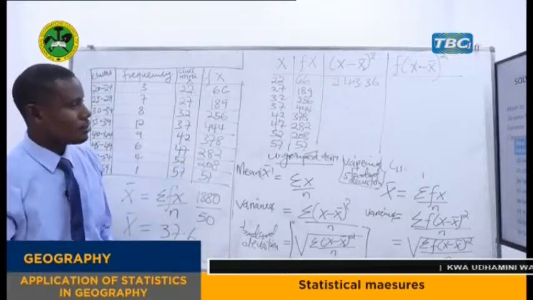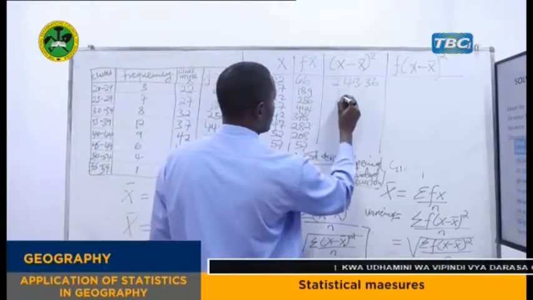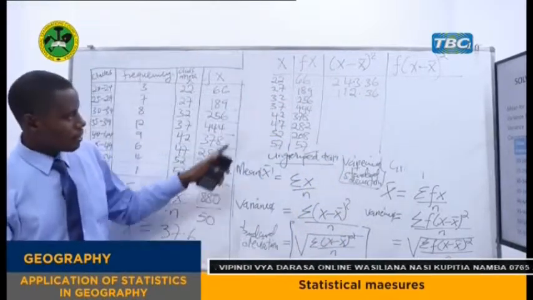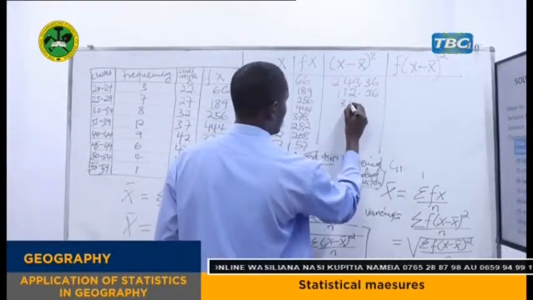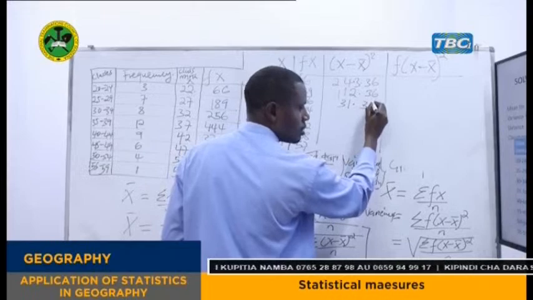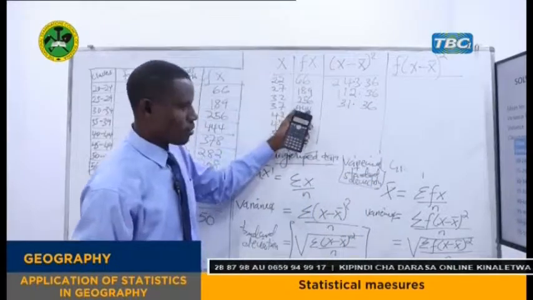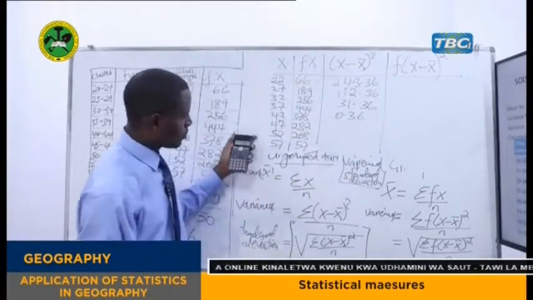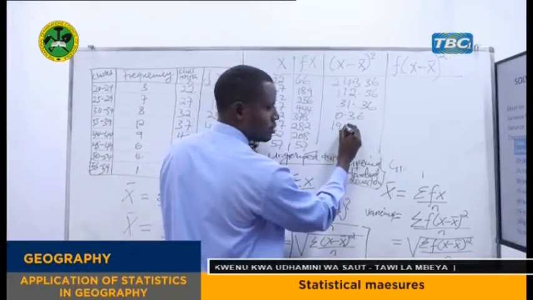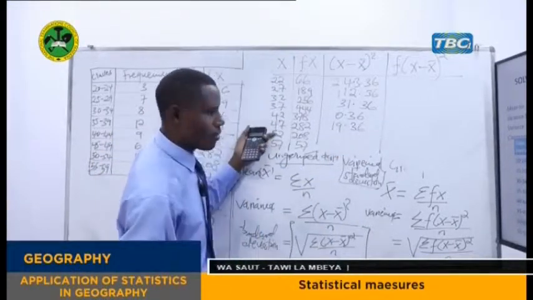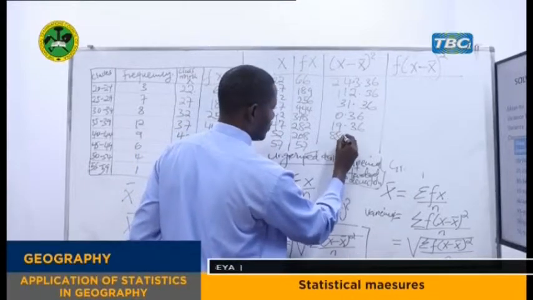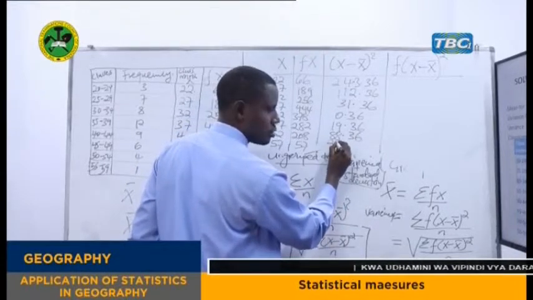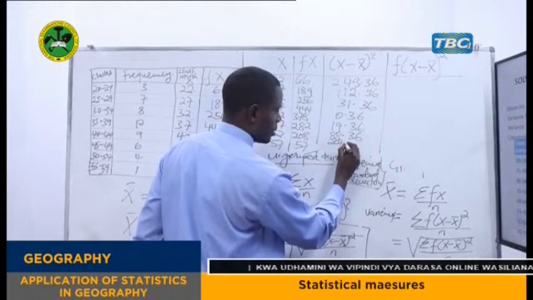Then if you go for the next one, you'll be doing the same. Then you come up with 112.36. If you go for the next column, you come up with 31.36. The other column, you'll come up with 0.36. The next one, you come up with 19.36. The other one, it will be 88.36. The other one will be 207.36.